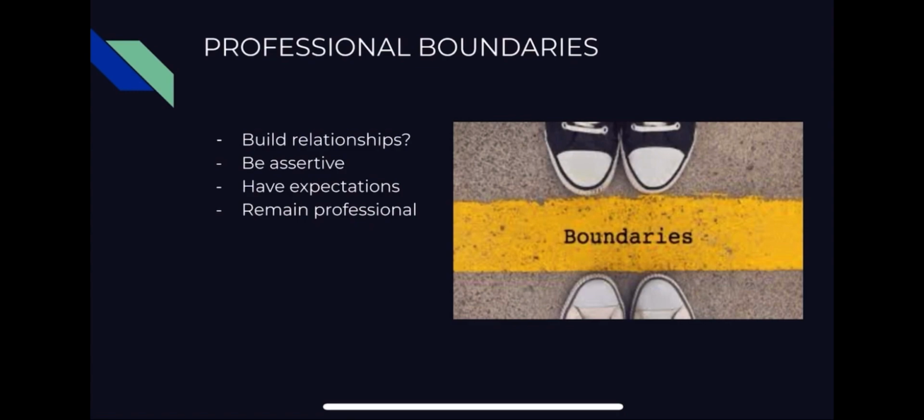How to do that is to be assertive, have expectations, and remain a professional. Don't get into, okay, I can break character with this student but not this student, because then you've just built a friendship with them instead of a teacher-student relationship. There's nothing wrong with relationships, but let's keep our relationships professional. So those are all the tips that we have.